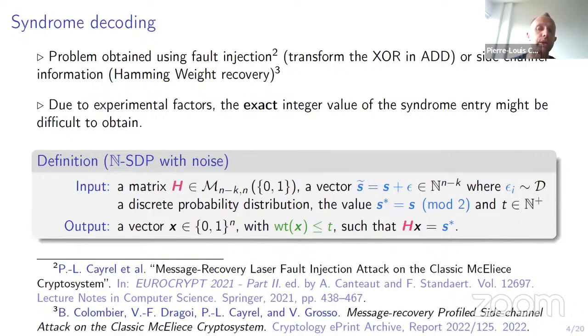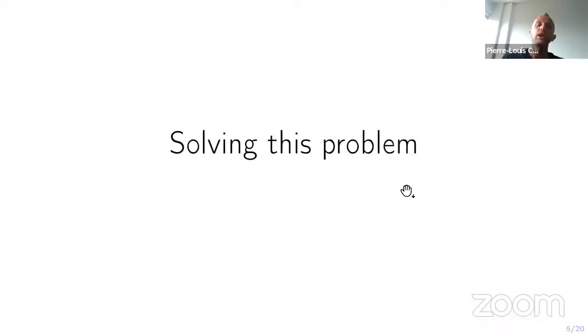And the goal of what we will do today in this presentation is to find the correct vector X of weight T, so the sum of T columns of H, which gives us this correct S star, with the knowledge of S tilde, which is the syndrome in N plus noise. So we will try to solve this.